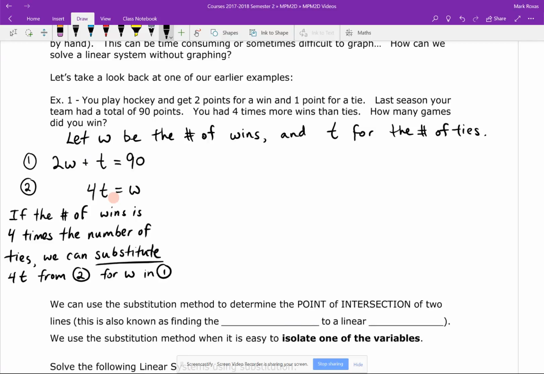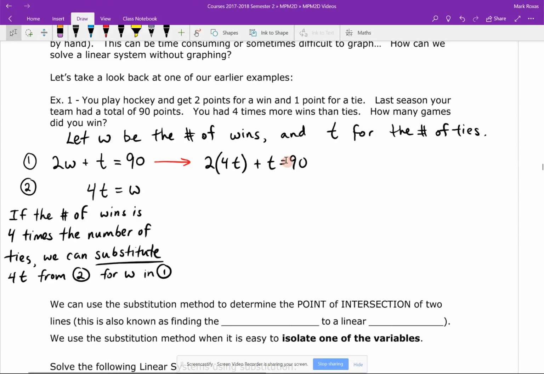Okay, so how does that look? Well, let's write it down here. Let's write down equation number 1 again, but this time I'm going to replace my w with 4t. So 2 times w, but that's going to be replaced with 4 times t, plus t equals 90. And by doing that, my equation now just has t as the variable. Okay, there's no more w, there are no 2 variables, there's 1 variable here.